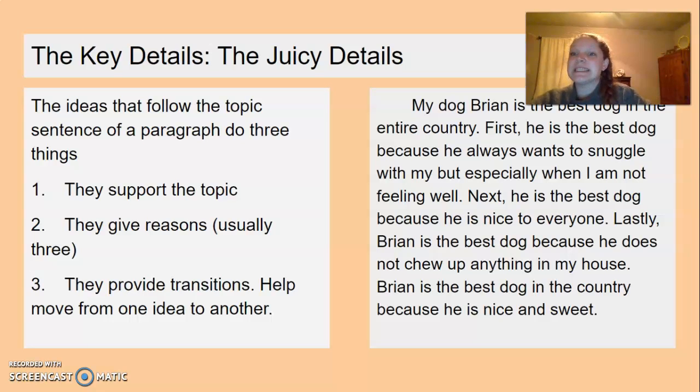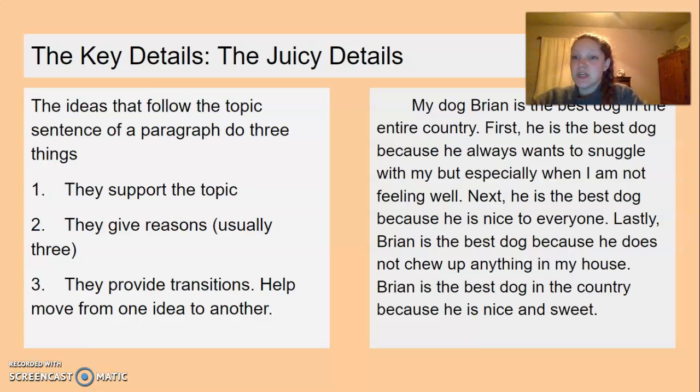So then we're going to look at my second key detail. Remember, we need three details. So my second key detail, I use a transition word. I use the word next. He is the best dog because he is nice to everyone. So this also connects back to my topic sentence. My dog Brian is the best dog in the entire country. So my second key detail also connects to my topic sentence.